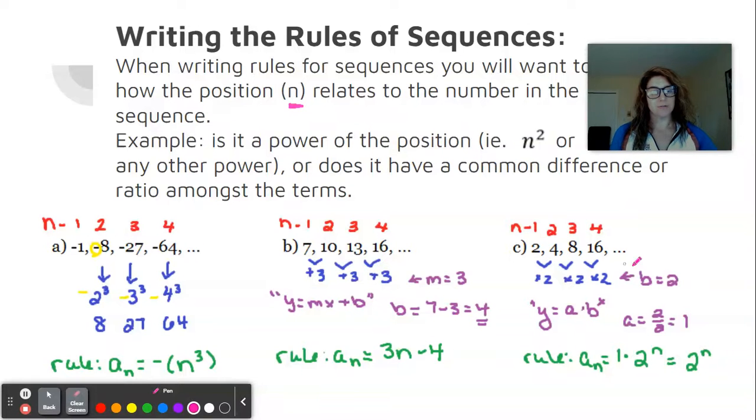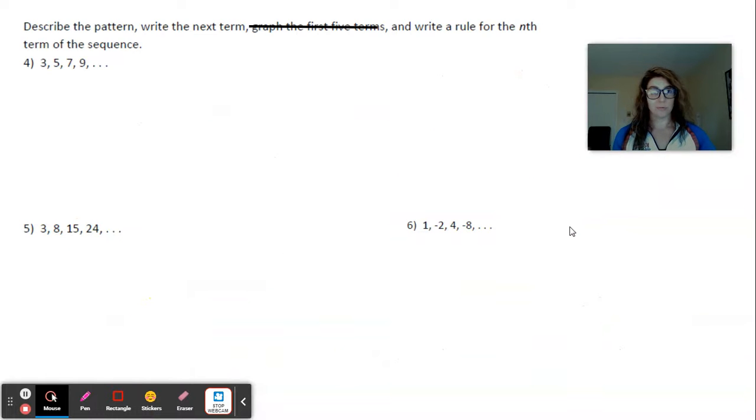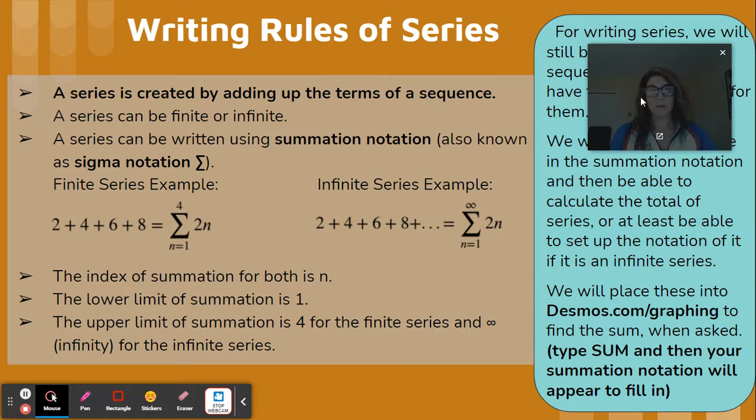And the second one, I noticed they're all multiples of 2. So an exponential rule, you might have forgotten about it, but it's a times b to the x. So your a is your first term. B to the x is your b, your multiplication. And we get our rule 1 times 2 to the n, or just 2 to the n power. Okay. And again, we're going to go through and do a whole bunch of problems practicing this as well.